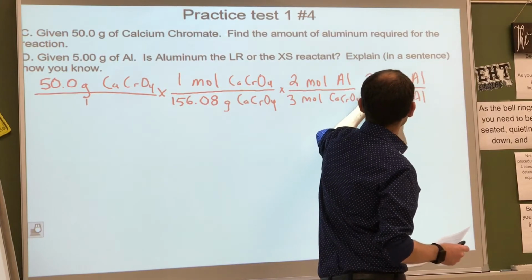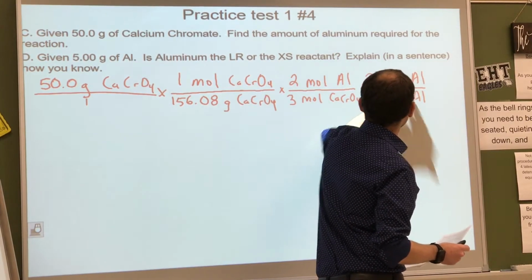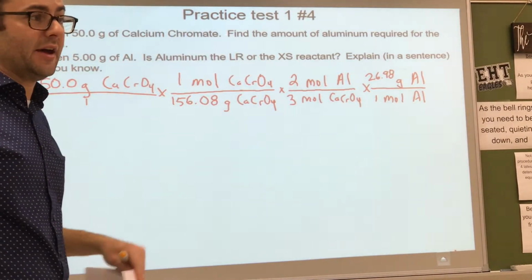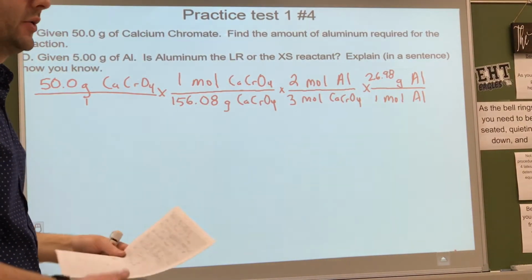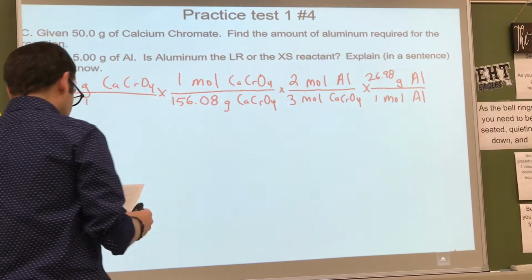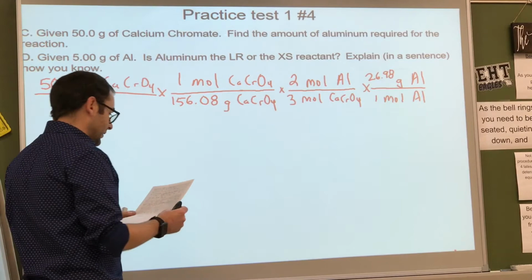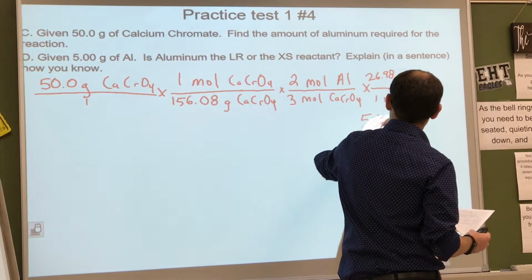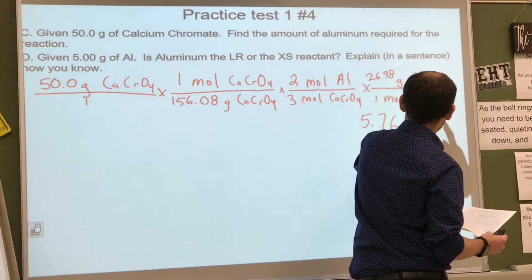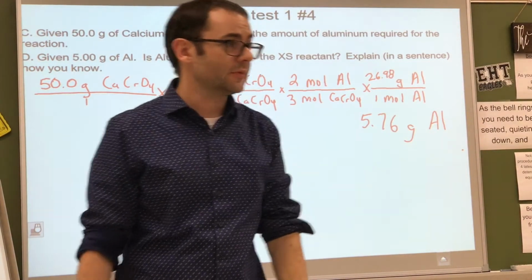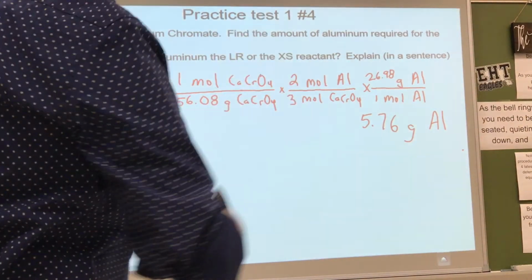And it's 26.98, right? All right. Any questions setting that up? No, it's just like what we've been doing, right? Only the problem's specifically telling you exactly what to do. All right, when you do that math, you should end up with 5.76 grams of aluminum. Is everybody okay with that? Okay. Now, look at the next problem.